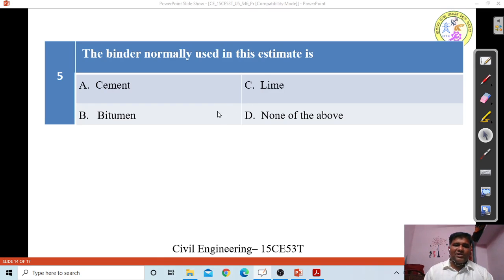The binder normally used in this estimate is: A, cement; B, bitumen; C, lime; or D, none of the above. The right answer is B, bitumen. For concrete roads, cement will be used as a binding material.